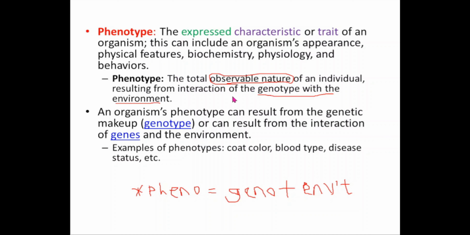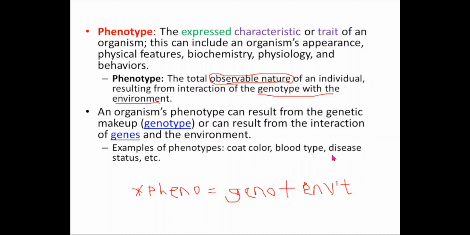Then the phenotype results from the genotype and the environment. Phenotype is equal to genotype plus environment. An organism's phenotype can result from the genetic makeup, that is genotype, or can result from the interaction of genes and the environment. Examples of phenotypes are coat color of a cow, coat color of a sheep, coat color of a goat, and the like.